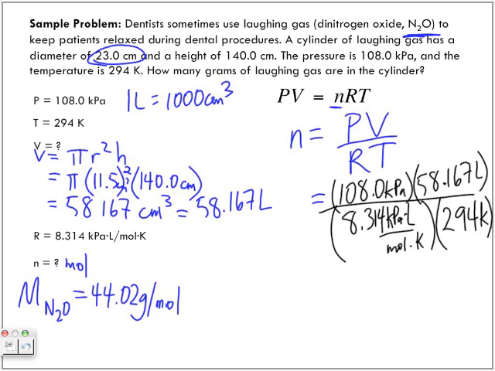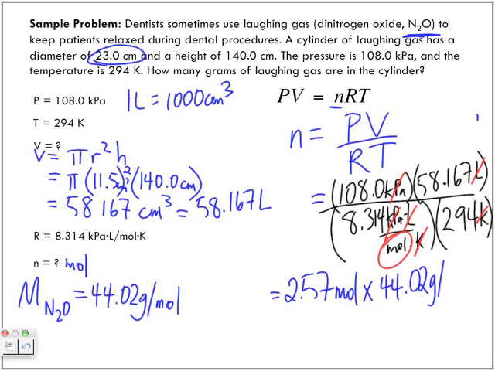So let's isolate the units here. Liters cancel out with liters, kilopascals with kilopascals, Kelvin with Kelvin. The last unit standing is moles. So when we throw all that into our calculator, we will get an answer of 2.57 moles.